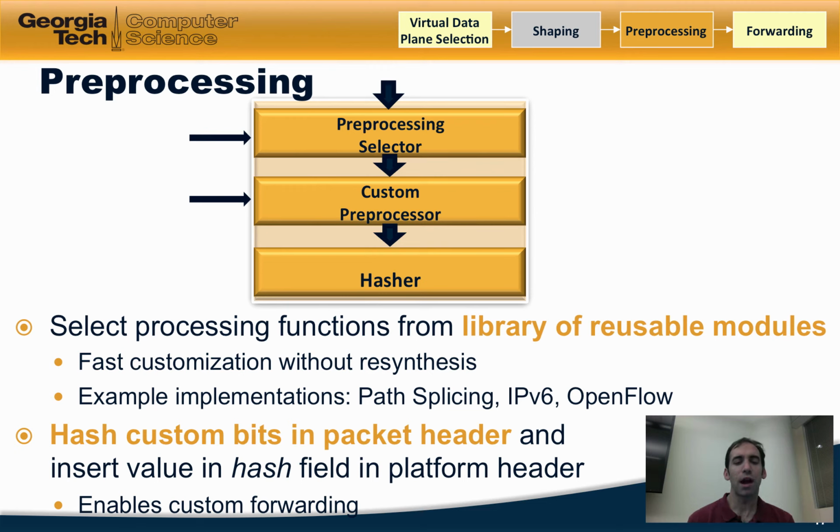The preprocessor hashes custom bits in the packet header and then inserts the value of that hash into the Switchblade platform header. The ability to select custom bits from the packet header to create that hash is what allows Switchblade to perform custom processing and forwarding decisions based on arbitrary bits in the packet header.